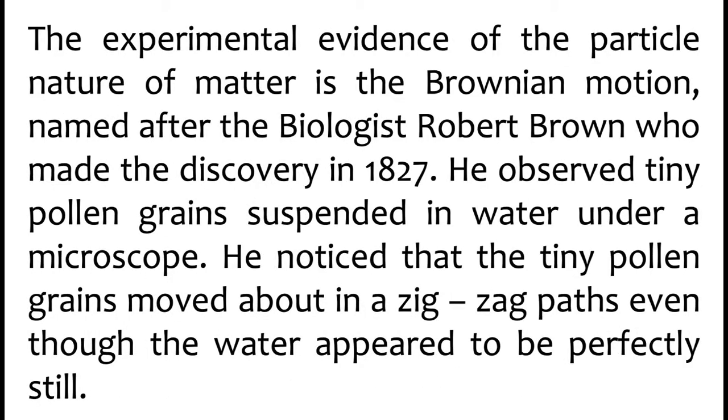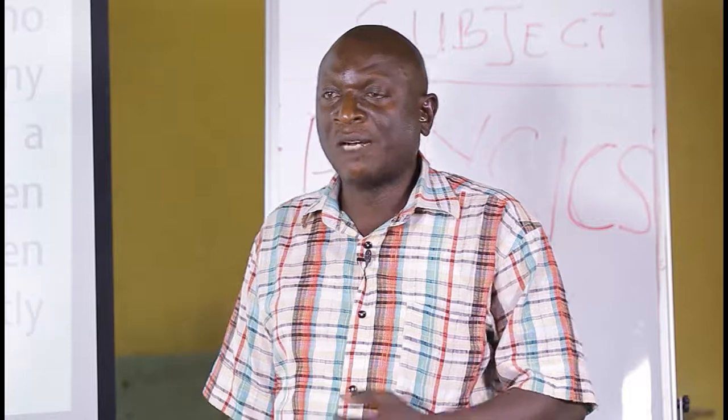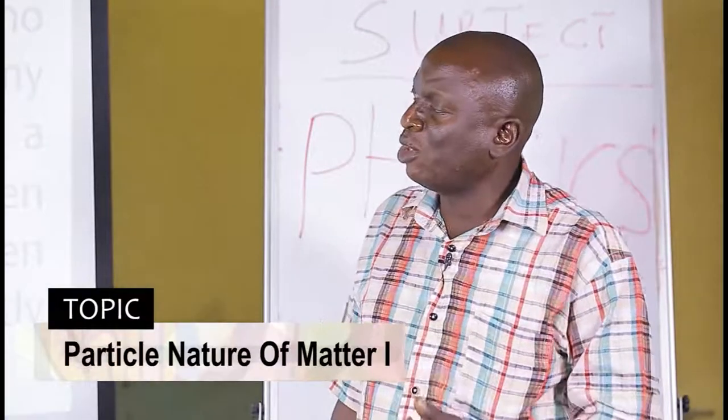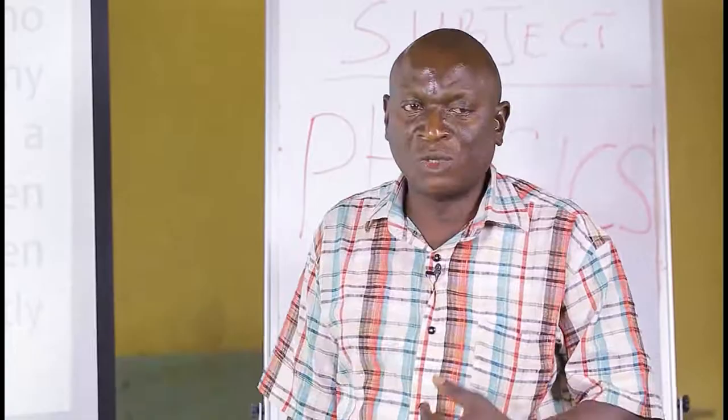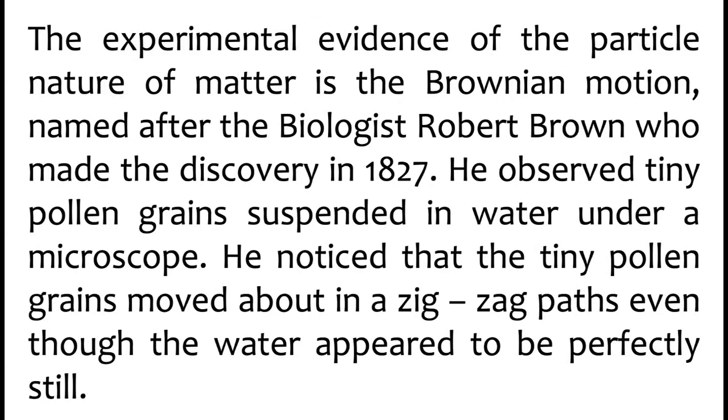Now, the experimental evidence of the particle nature of matter is the Brownian motion. We have other evidences which we are going to look at, about 3. And the first one we will consider is the Brownian motion. It was named after the biologist Robert Brown, who made the discovery in 1827. He observed tiny pollen grains suspended in water under a microscope.